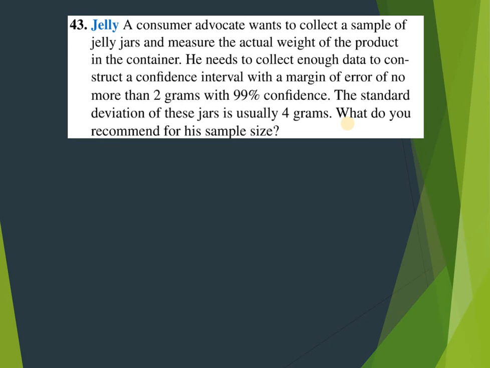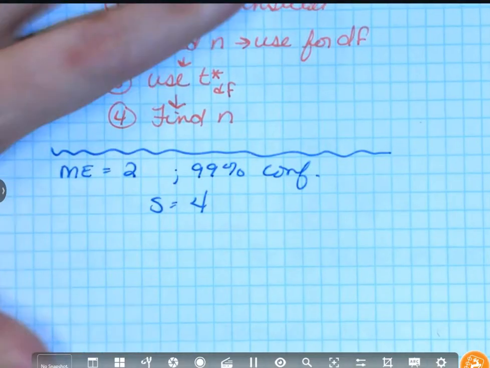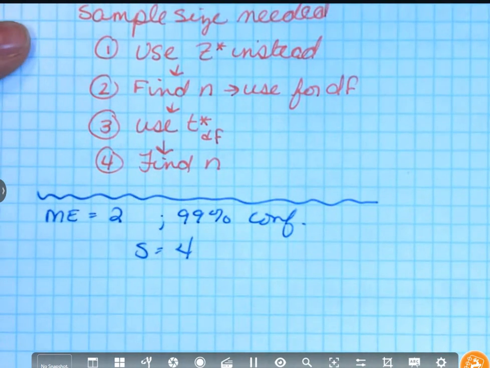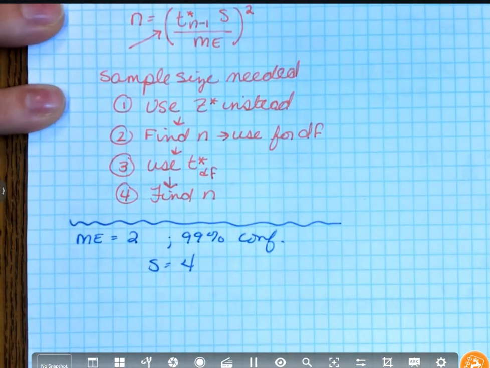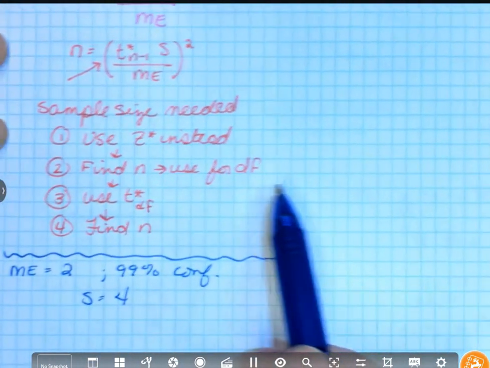So what can I pull from this? What's good here? I got a couple numbers. What's 2? 2 is the margin of error. What's 99? Confidence level. What's 4? Standard deviation. So that's the standard deviation of the sample. So I just grab those things, and I'm going to use exactly what I said. I'm going to start this thing using Z star instead.